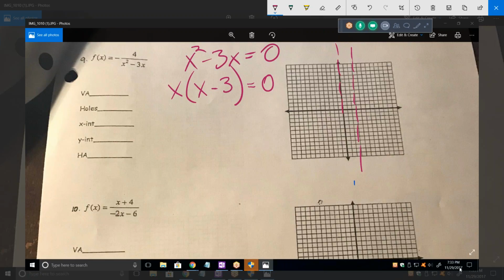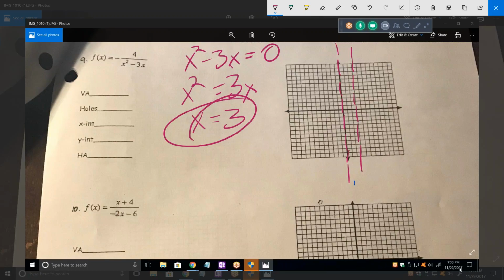Whereas, if I'd have done it the way you wanted to do it, I would have lost the 0 one. In other words, if I go back and move the 3x over, I get x squared equals 3x. And then if I divide both sides by x, I get that. I lost my 0. That's because if you divide an equation by a variable that can be 0, you lose that solution because you're dividing by 0. So the solution that x equals 0 completely disappears.